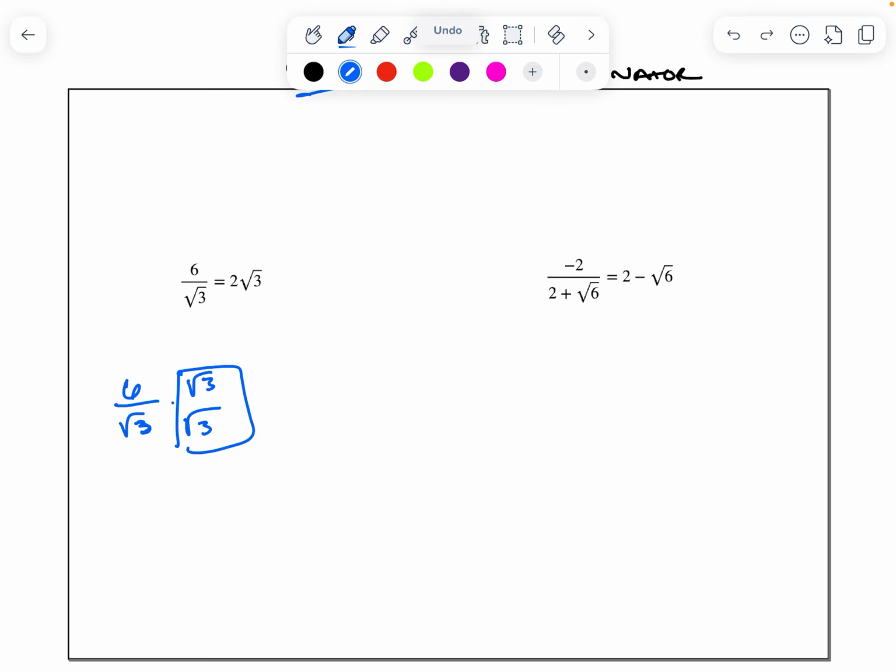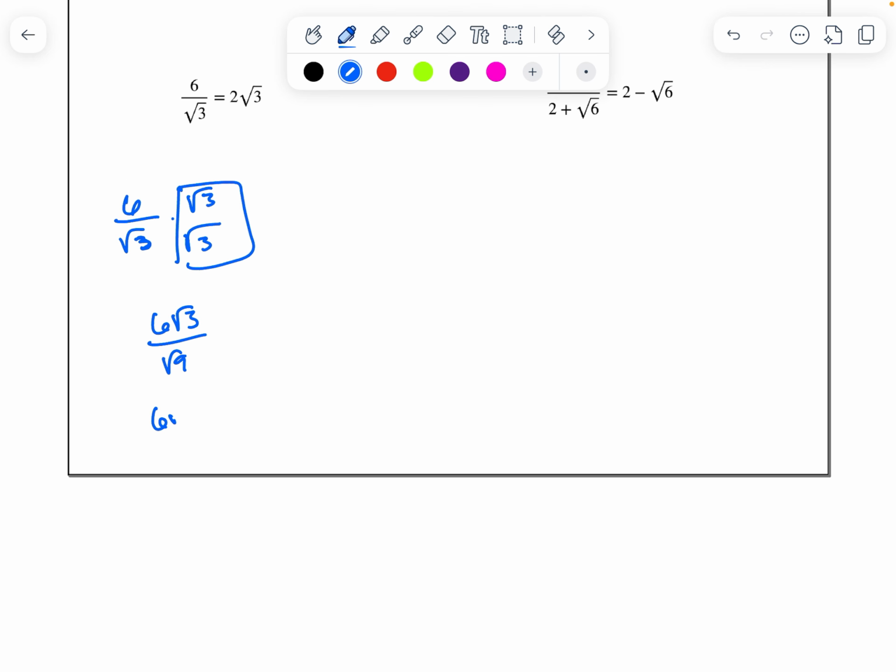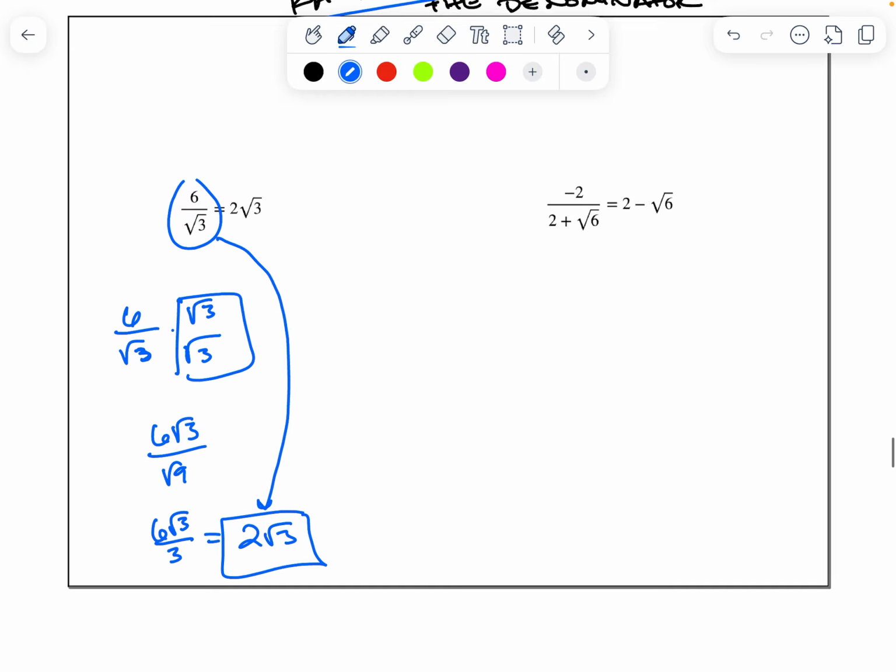All right, what we get out of this is 6 square root of 3 over square root of 9. What's the square root of 9? And then 6 over 3, the things on the outside here, we can divide. 6 divided by 3 is 2. And look at what we got. We started with something with a square root in the bottom, and we got something that does not have a square root in the bottom. Perfect. That follows the rules that we wanted to follow. All right, that's if there's one item in the denominator.